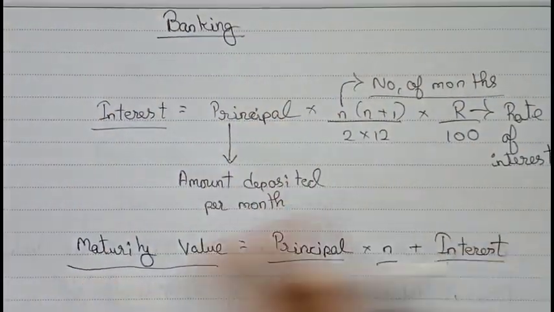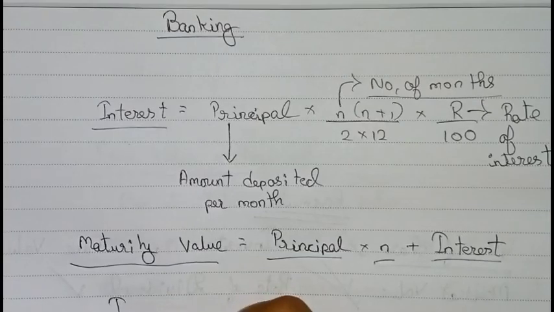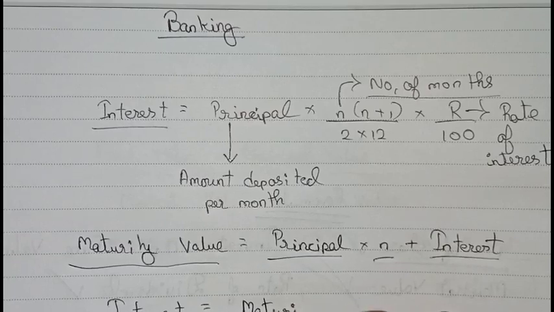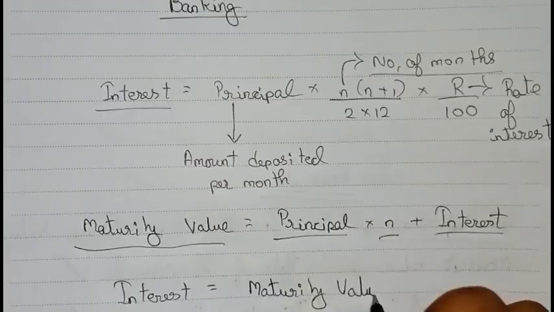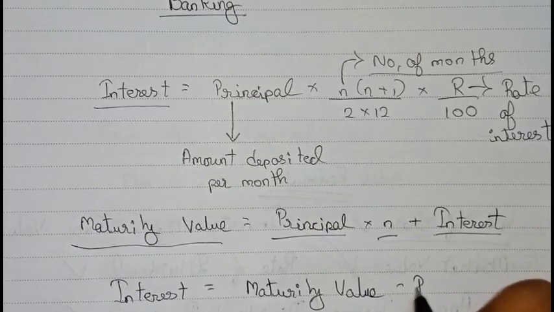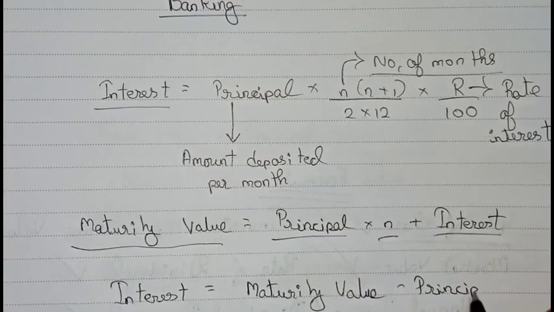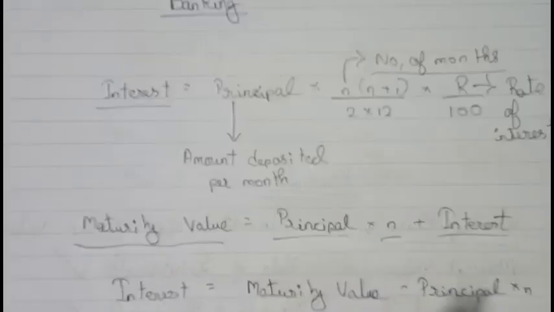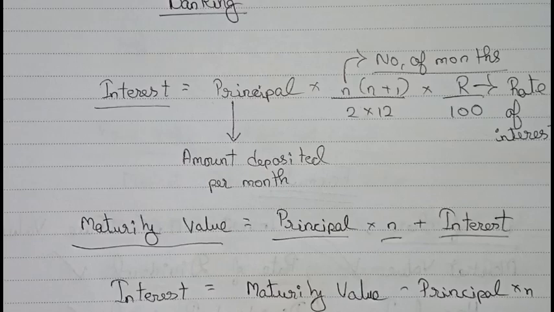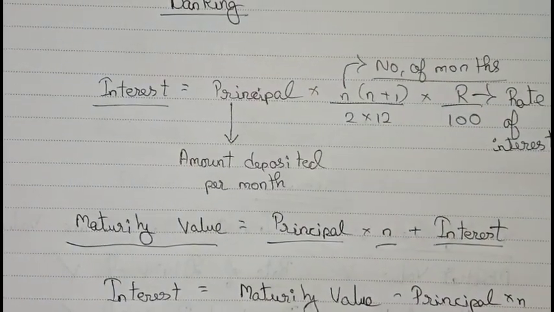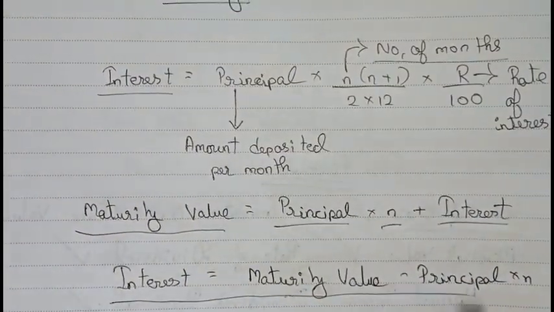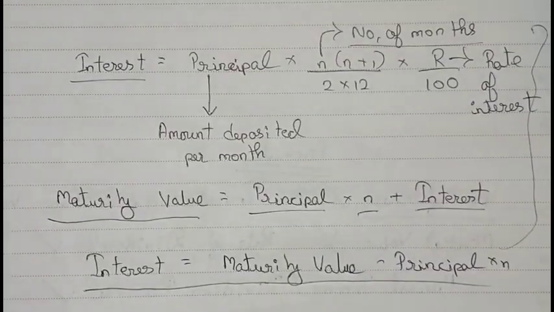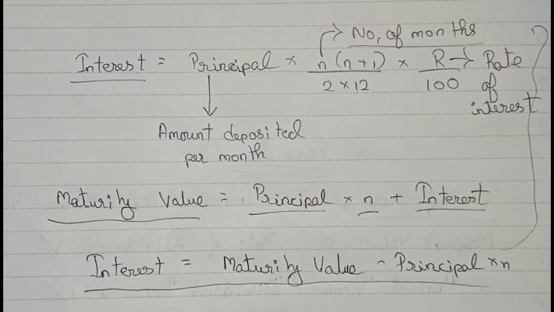Now if we reverse this formula, you will get interest is equal to maturity value minus principal into n. We are just reversing this formula, interest coming this side and maturity value coming that side. This formula is also necessary in some of the questions of this chapter. So these are the main three formulas. With these formulas only we will be able to complete our chapter banking. Let's start some of the questions of it.